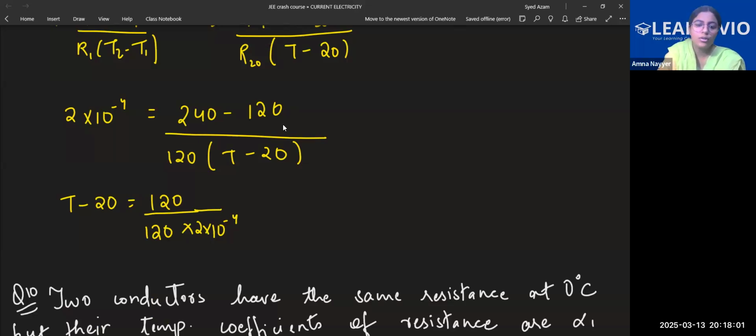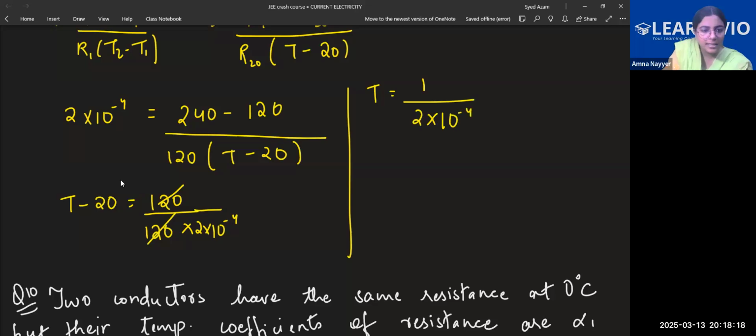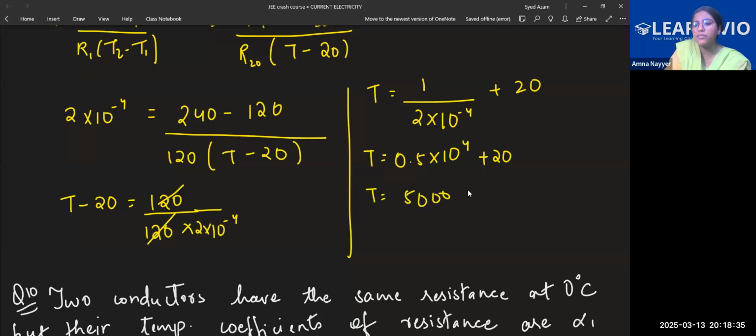So you are just left with 2 into 10 to the power minus 4, with the addition of this 20. 120, 120 will be cancelled. You are left with T equal to 1 by 2 into 10 to the power minus 4 plus this 20. So 1 by 2 can be written as 0.5 into 10 to the power 4, plus 20. 0.5 into 10 to the power 4 is 5,000, plus 20. What's the answer? 5020 degree Celsius.